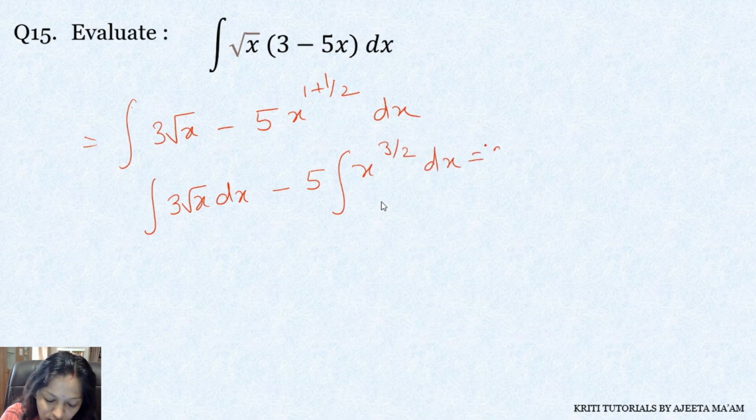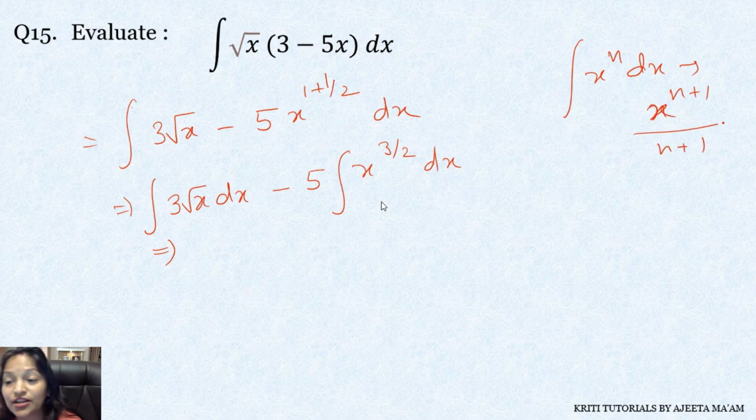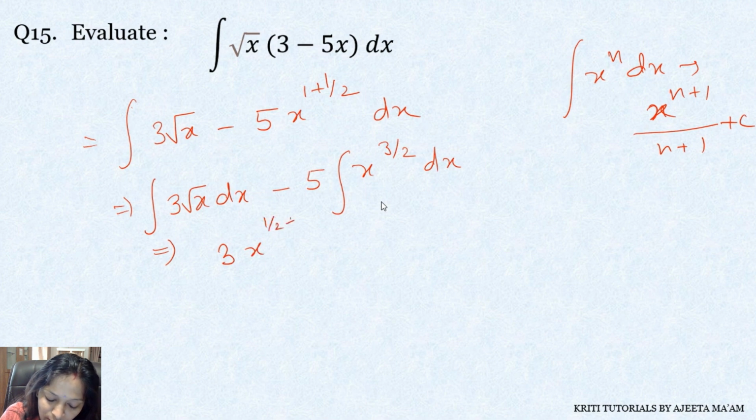So let's see what the formulae are. We are using the one formula, that is x raised to n again. So these are the basic exercises, that's what I meant. The one who is not clear with integration can easily understand integration with the help of these questions. Now 3x raised to half plus 1 upon half plus 1, and here you get minus 5x raised to 3 by 2 plus 1 upon 3 by 2 plus 1, and that's plus c.